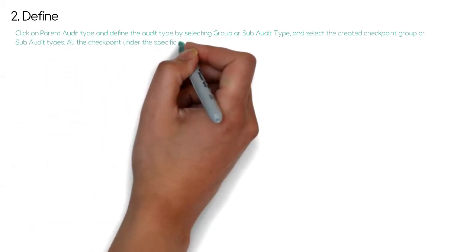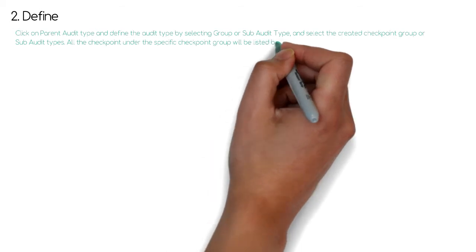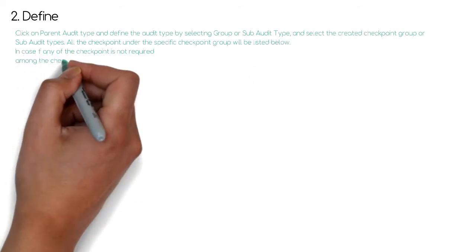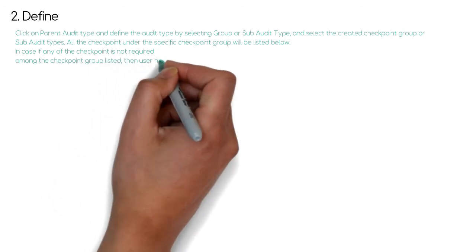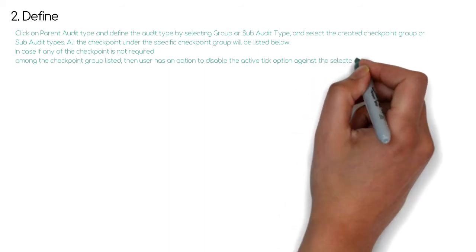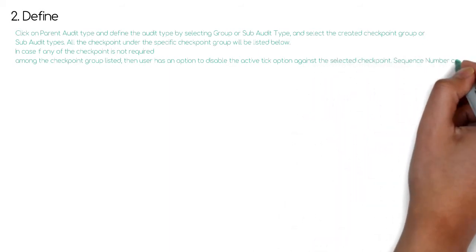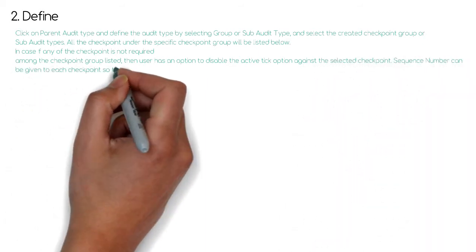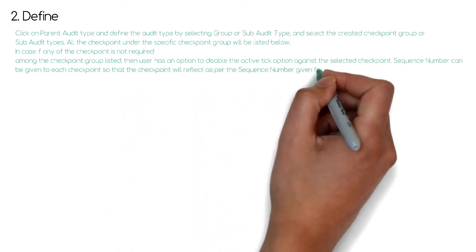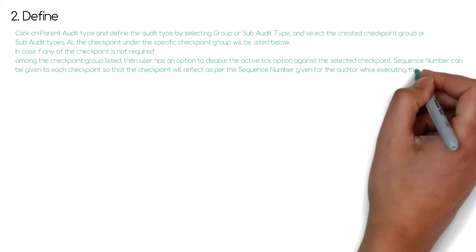All the checkpoints under the specific checkpoint group will be listed below. In case any of the checkpoints is not required among the checkpoint group listed, the user has an option to disable the active tick option against the selected checkpoint. A sequence number can be given to each checkpoint so that the checkpoints will reflect as per the sequence number given for the auditor while executing the audit.